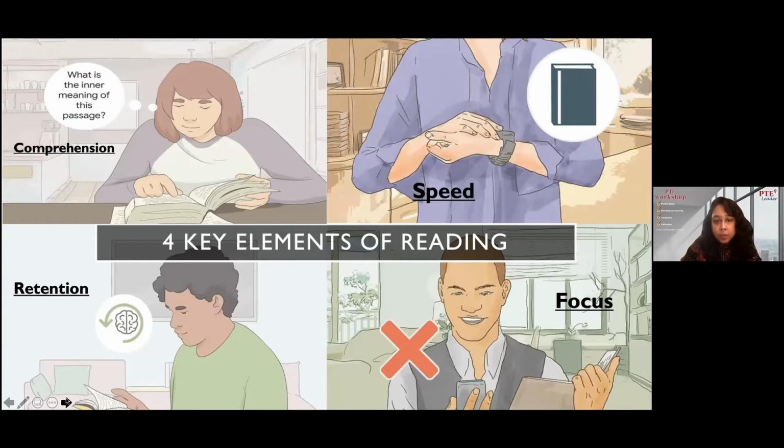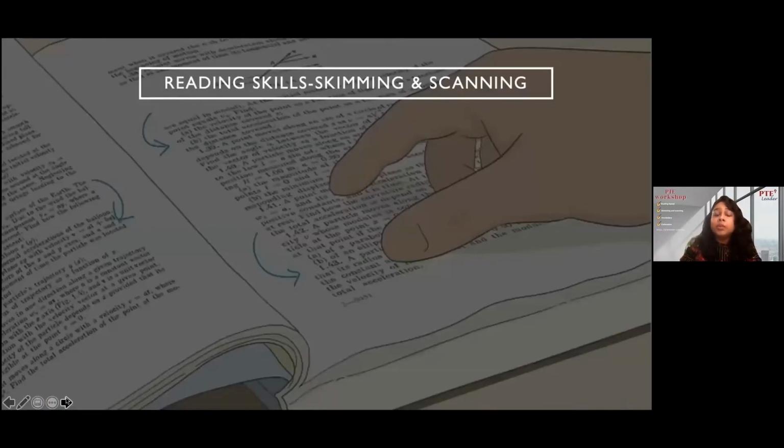Now, today, we are going to focus on how to improve our speed reading. What are the strategies for improving our speed reading? How can we read any long passage faster? So these 2 skills, skimming and scanning, are really going to help you to save some time when you're reading any long passage or lengthy passage.